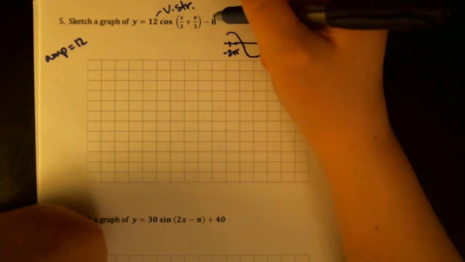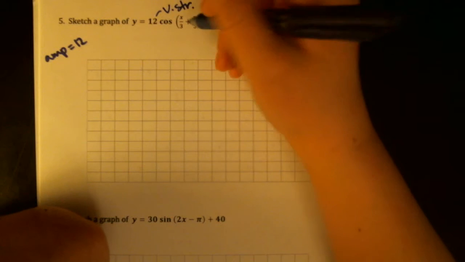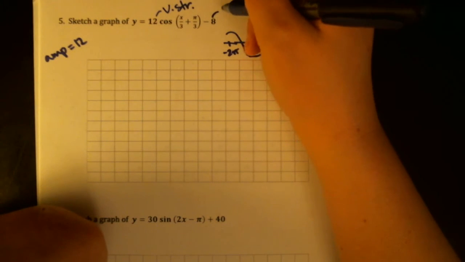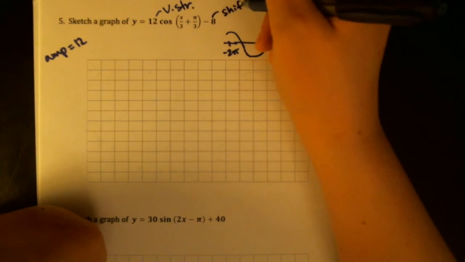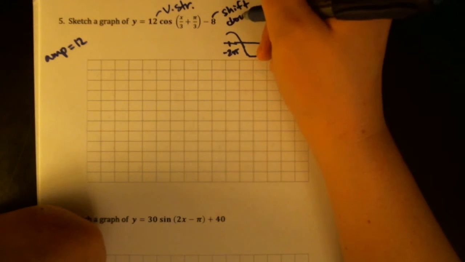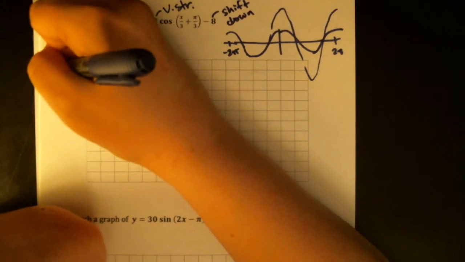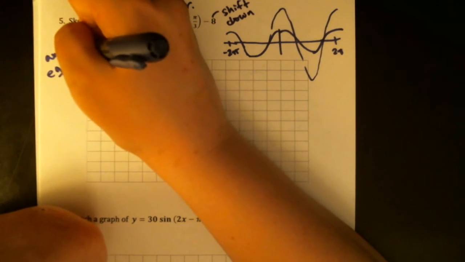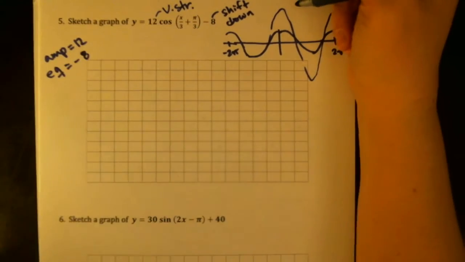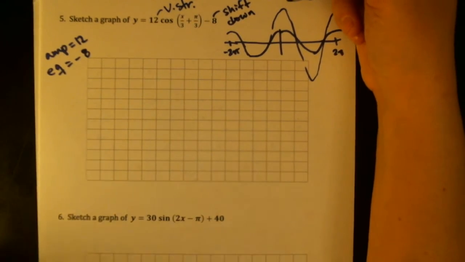I also see, I think I'm going to skip around a little, I see shift down by 8. So my equilibrium is going to be at negative 8. So I'm going to start at negative 8. I'm going to go up and down 12.